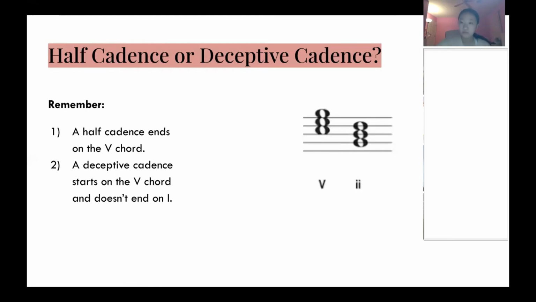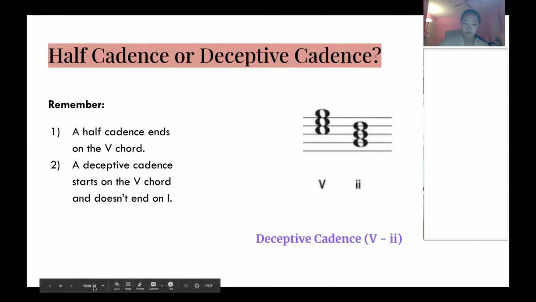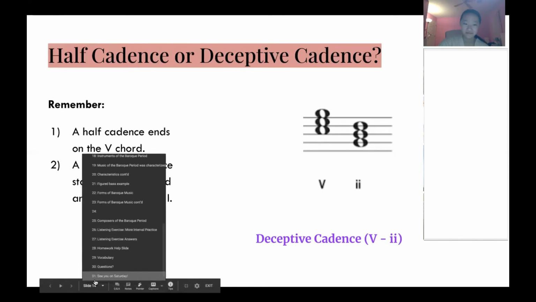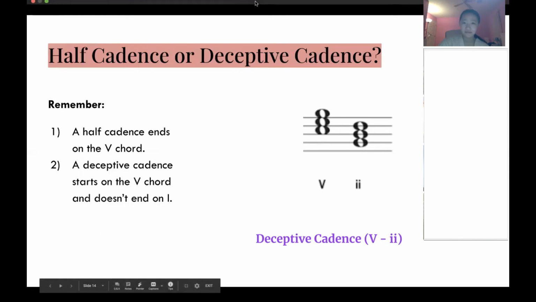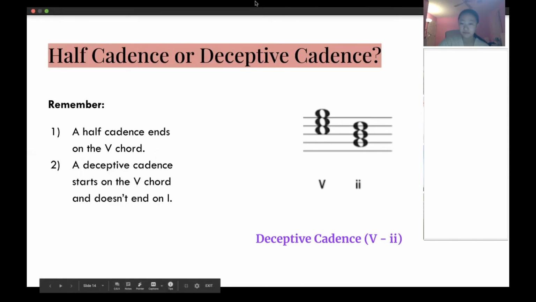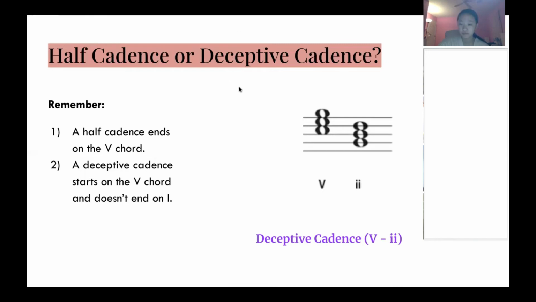And this one, can anybody tell me if it's a half cadence or a deceptive cadence? Deceptive. Does everybody agree? Okay, so it is a deceptive cadence because it starts on a 5. Instead of going to a 1 chord, it goes to anything else but a 1 chord. So last example we saw it went to a 6, this time it goes to a 2.